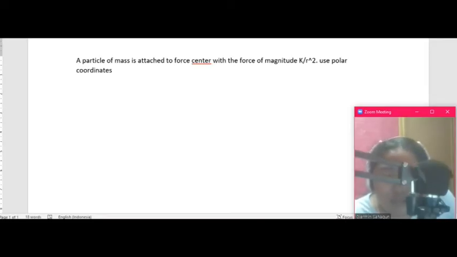Okay. Today I'm gonna solve the second problem of our exam. So a particle of mass m is attached to a force center with a force of magnitude k over r squared. Use polar coordinates to find the Hamiltonian. Okay, let's set up the equation first. So we're gonna use a polar coordinate. So let's find the kinetic energy.